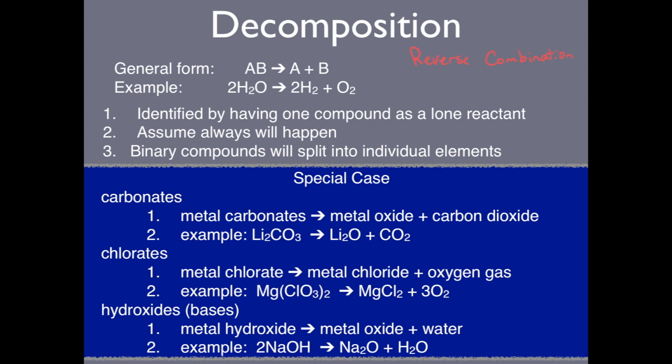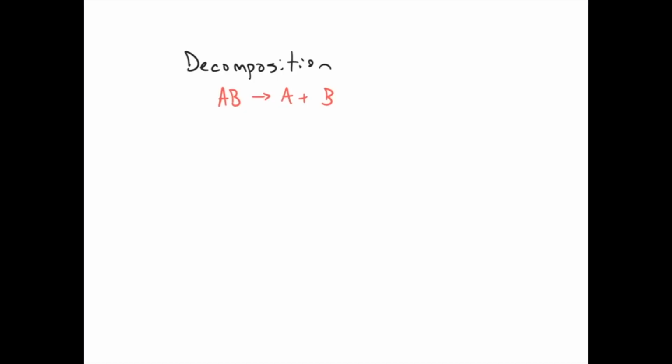Like I've done with some of my other videos, I'm going to splice in at this time a little bit of a video that I recorded for another class. And when I'm done, I'm going to come back and talk about the special cases you see here on the bottom. As a reminder, a decomposition reaction has one complex reactant and two simple products.